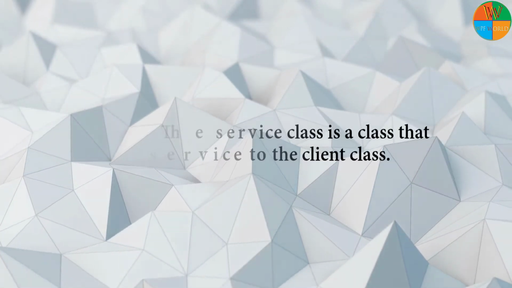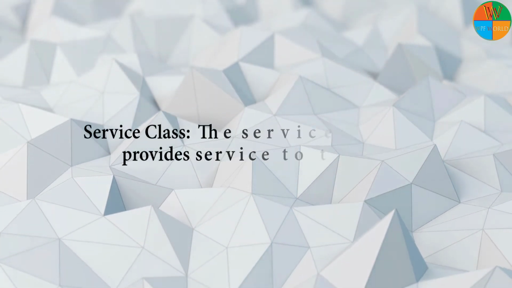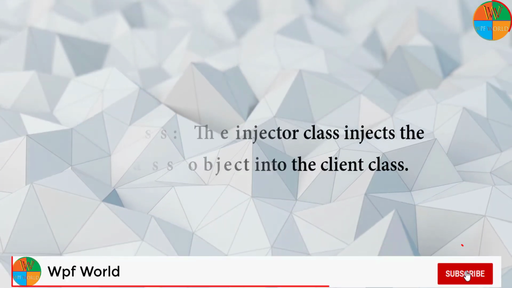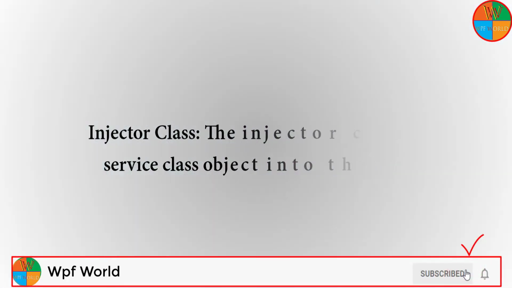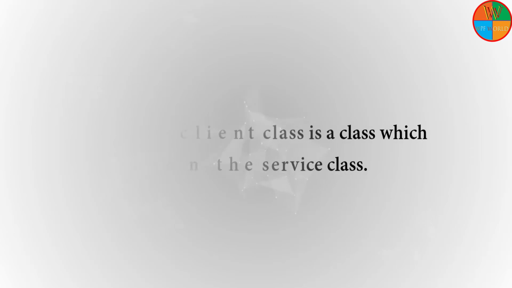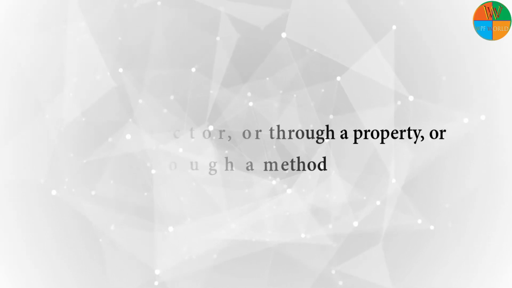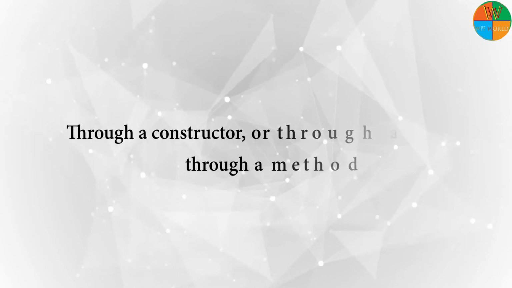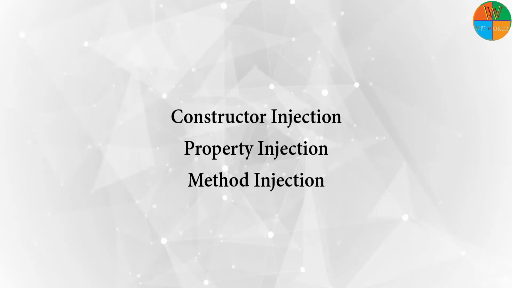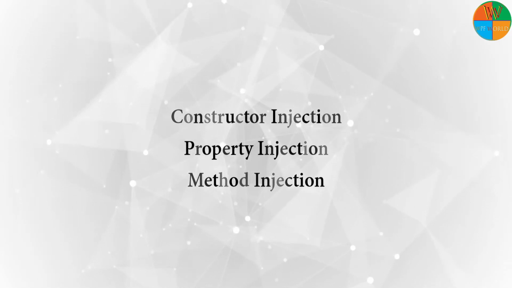The service class is a class that provides services to the client class. The injector class injects the service class object into the client class. The client class is a class which is dependent on the service class. The injector class injects dependency in three ways: through the constructor, or through the property, or through a method. So there are three types of dependency injections, which are constructor injection, property injection, and method injection.